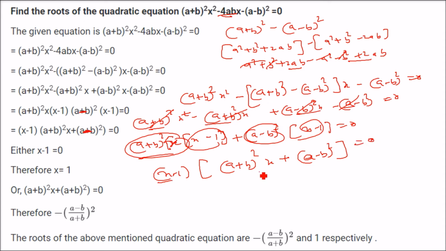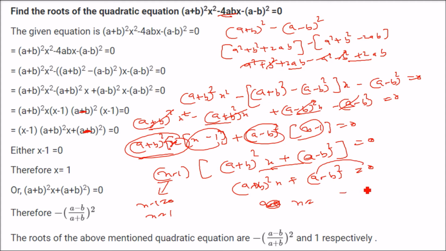So either this is equal to 0 or this is equal to 0. This will give you x minus 1 equal to 0, so x will be equal to 1. And this means (a plus b) whole square x plus (a minus b) whole square equal to 0. So x will be equal to, taking this side, minus (a minus b) whole square, and this in the denominator, (a plus b) whole square. So you can write this as minus ((a minus b) by (a plus b)) whole square. So this is the solution and this is the solution.